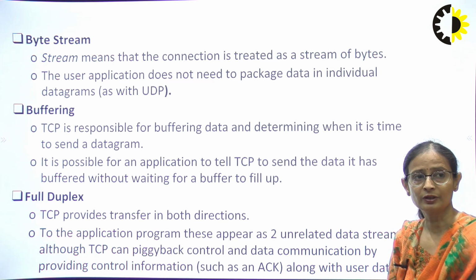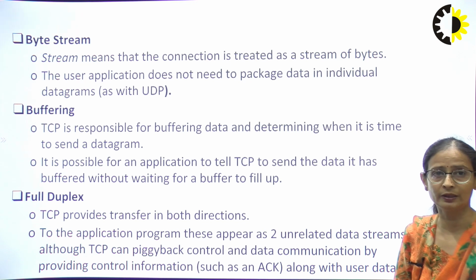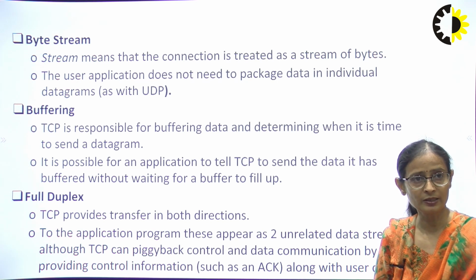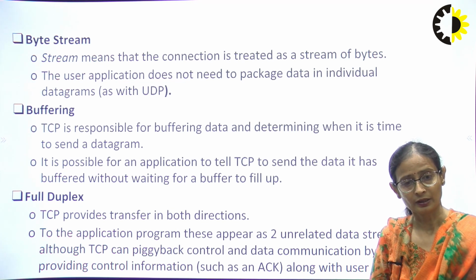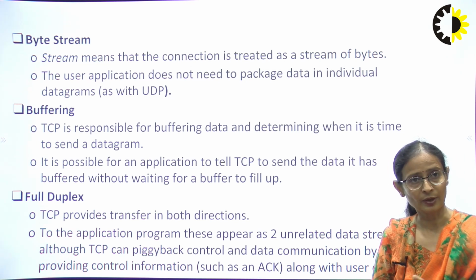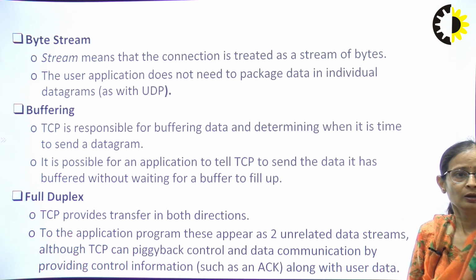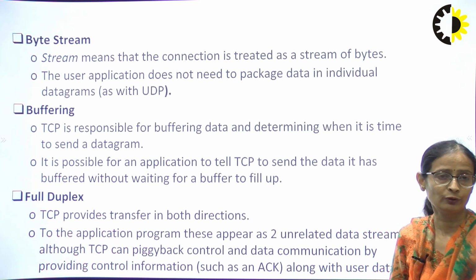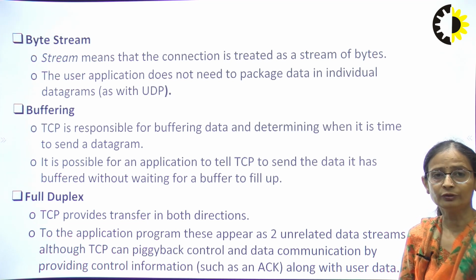Full duplex. TCP provides transfer in both directions. To the application program, these appear as two unrelated data streams. That is, when the sender is sending some data to the receiver, it is one network flow in the forward direction. Similarly, when the receiver is sending something to the sender, this is a backward flow and it is considered as another flow over the network. Although TCP can piggyback control and data communication by providing control information such as the acknowledgement packet, that is ACK, along with user data.